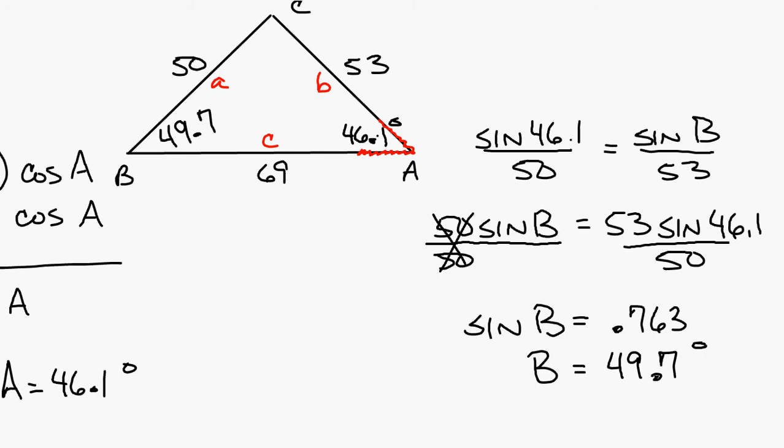So take 180 minus 49.7 minus 46.1. That's 84.2 degrees. So those are the three angle measures in number 2. Number 3.